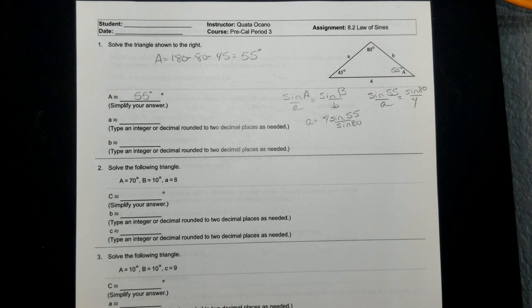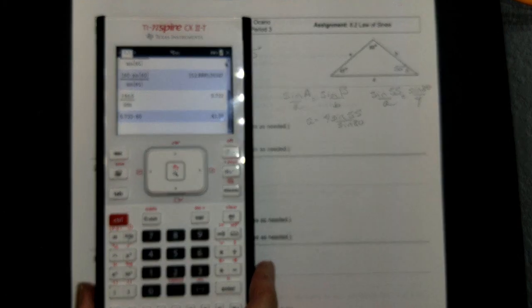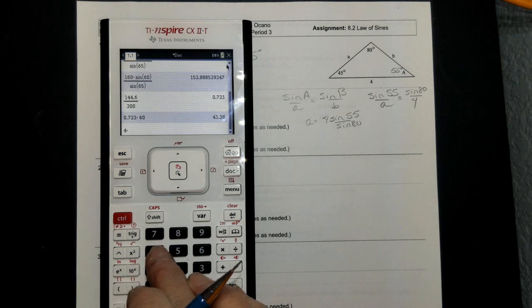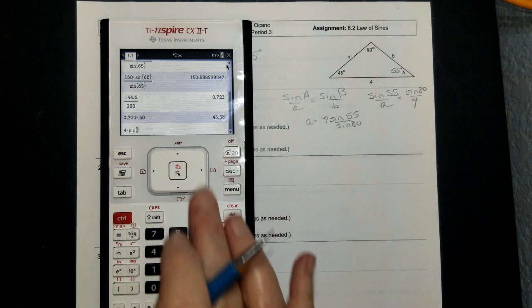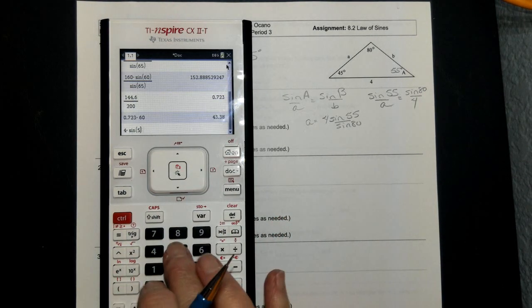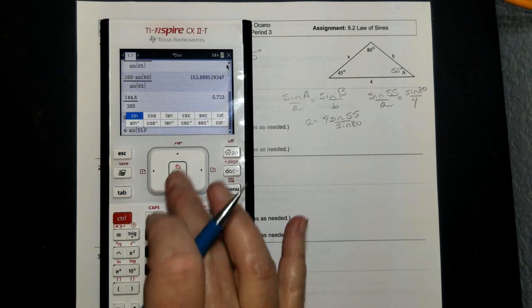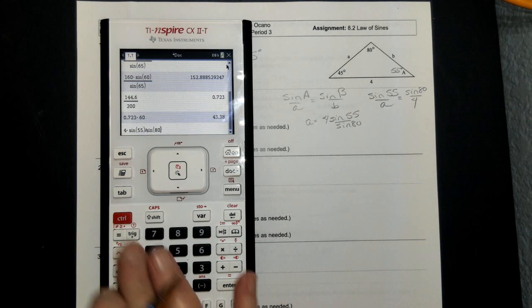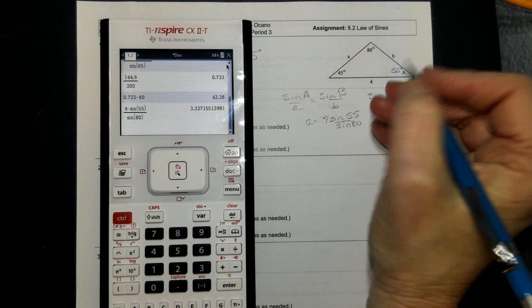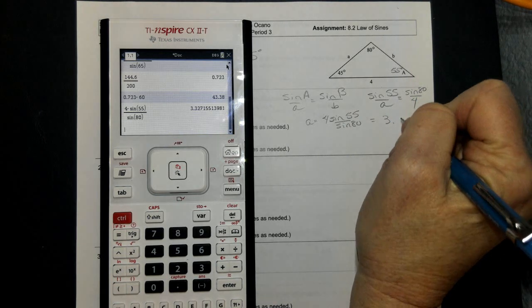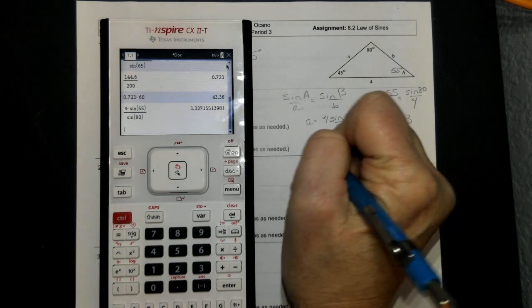So now we just go to our calculator and we go ahead and let it focus, and we will go 4 times trig sine 55, I use the tab to get out of there, divided by trig sine 80, control enter, and I get a is 3.327, and they want it in 2 decimals, so 3.3.